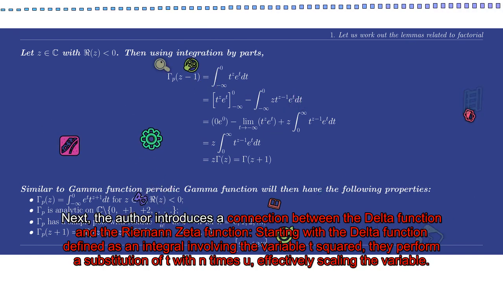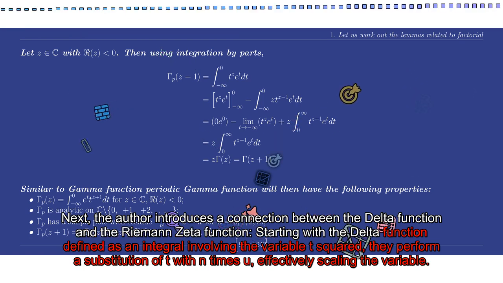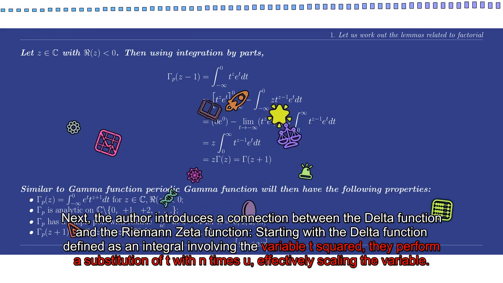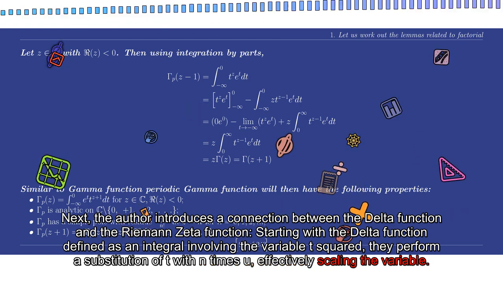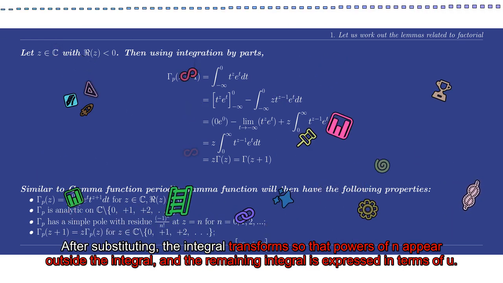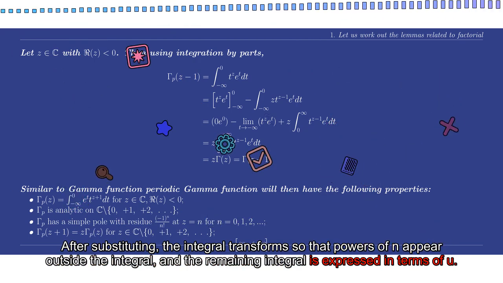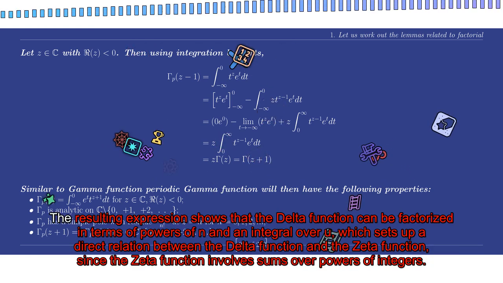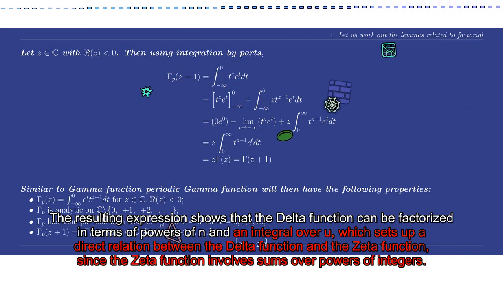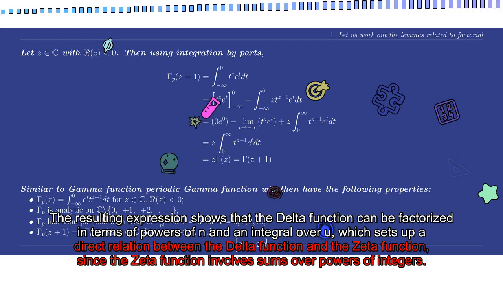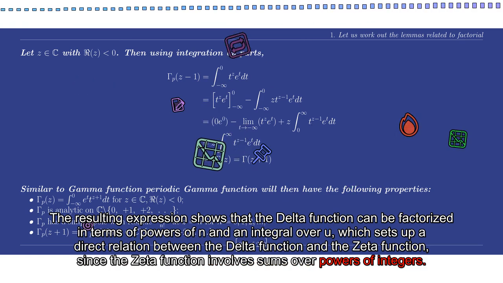Next, the author introduces a connection between the delta function and the Riemann zeta function, starting with the delta function defined as an integral involving the variable t squared. They perform a substitution of t with n times u, effectively scaling the variable. After substituting, the integral transforms so that powers of n appear outside the integral and the remaining integral is expressed in terms of u. The resulting expression shows that the delta function can be factorized in terms of powers of n and an integral over u, which sets up a direct relation between the delta function and the zeta function, since the zeta function involves sums over powers of integers.